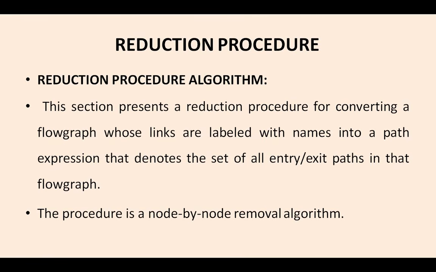Next we see the reduction procedure. Whenever we have a very complicated graph, with multiple number of links and multiple number of nodes, we have to reduce it to some extent in order to reduce the complexity of that graph. This section presents a reduction procedure where the flow graph can be converted, some of the links and some of the nodes can be removed, and the graph can be simplified. How is it possible? It is possible with the help of a reduction procedure algorithm. Actually, this is a node by node removal algorithm. In the coming video, I will explain the node by node removal algorithm.